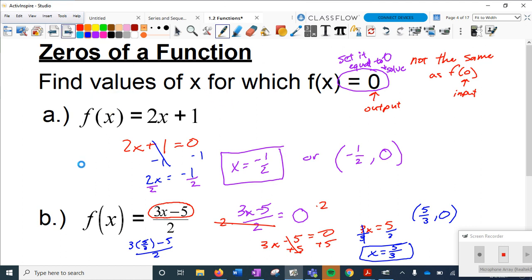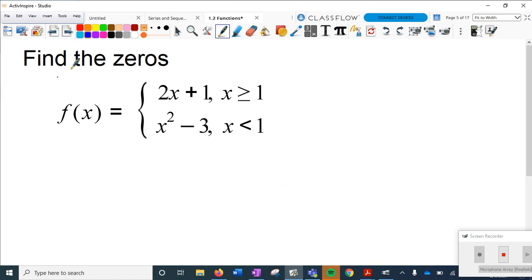All right, now let's talk about piecewise functions, because that was kind of new in the previous lesson, how piecewise functions work. Remember, we get to use this piece for x's that are greater than or equal to 1. We get to use this piece if our x's are less than 1.